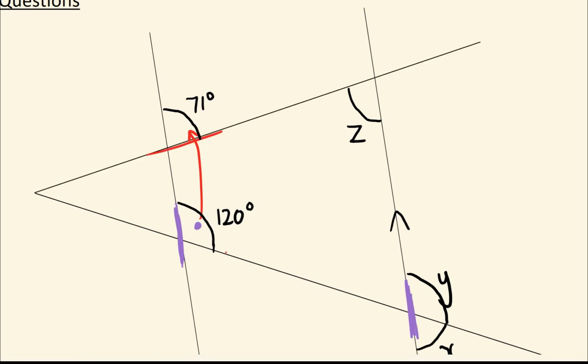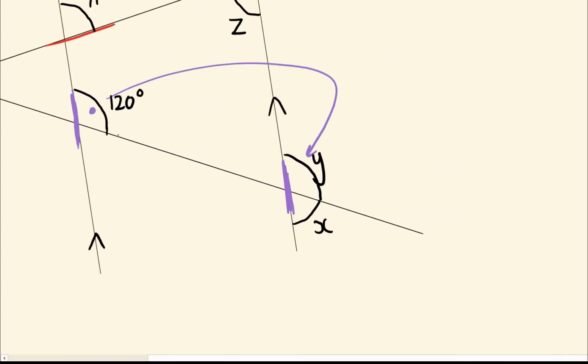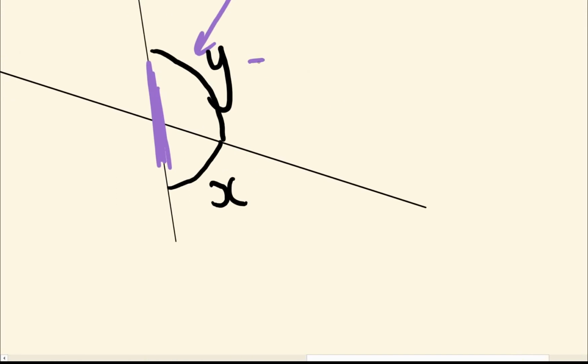Okay, but we can move along the parallel line, which again helps us straight away work out some angles. That means y must be 120 degrees, it has to be the same. We've now got a straight line here, so y and x must add to 180, and that means x must be 60 degrees, because 120 plus 60 is 180.